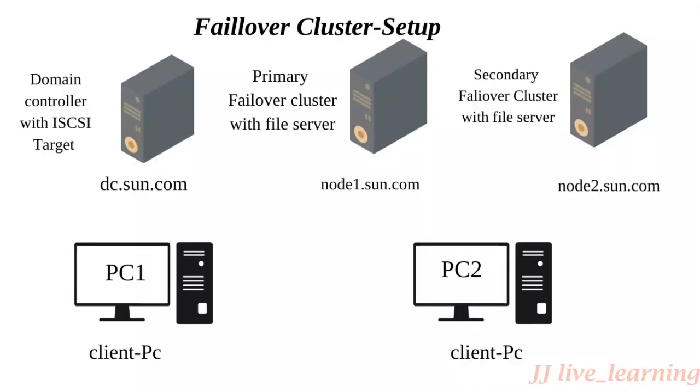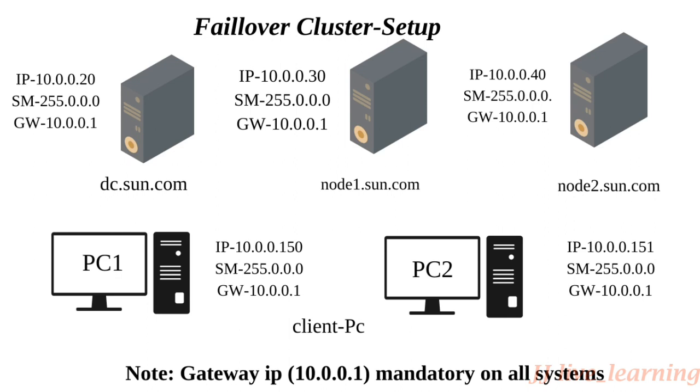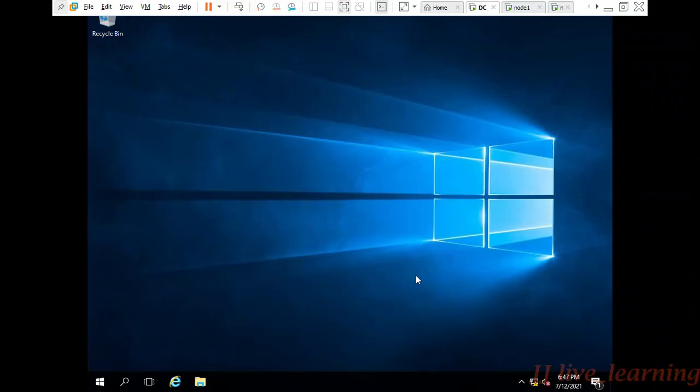Here is what you need to configure your failover cluster. dc.sun.com is your domain controller, and we configure the iSCSI target on your DC. Node1.sun.com is your primary failover cluster with the file server and iSCSI initiator installed. And Node2.sun.com is your secondary failover cluster with the file server and iSCSI initiator installed. Let's start the live concept of failover cluster.